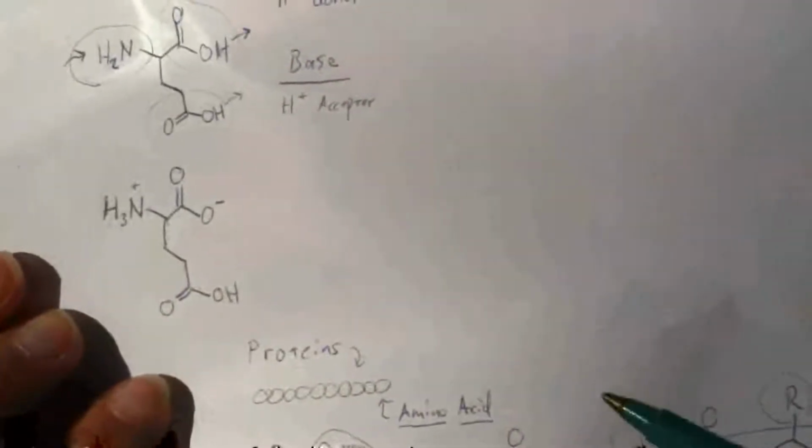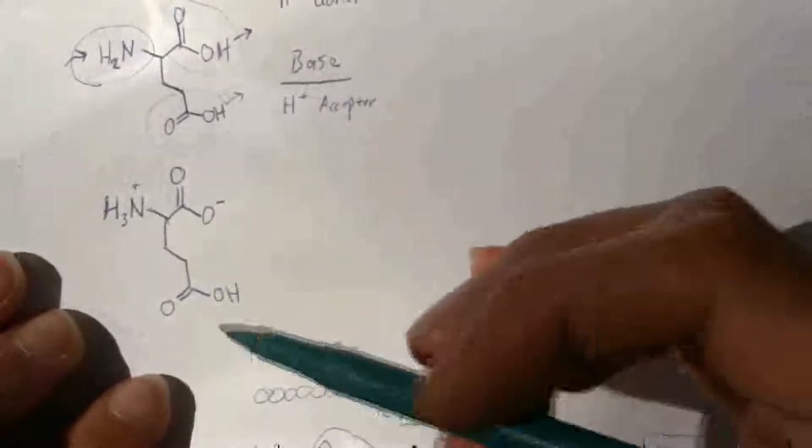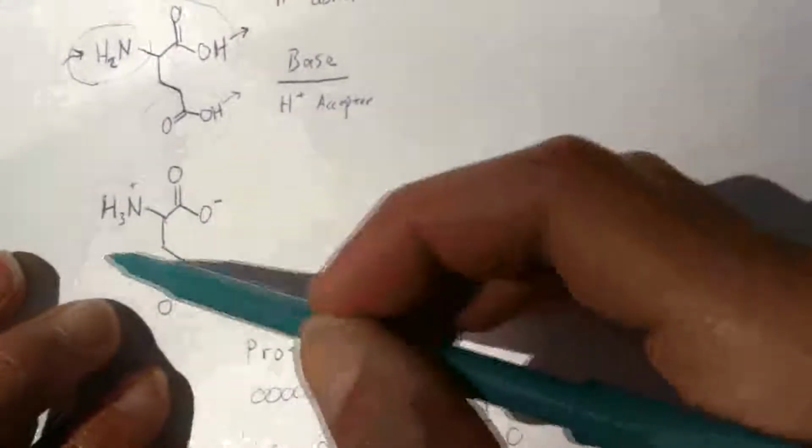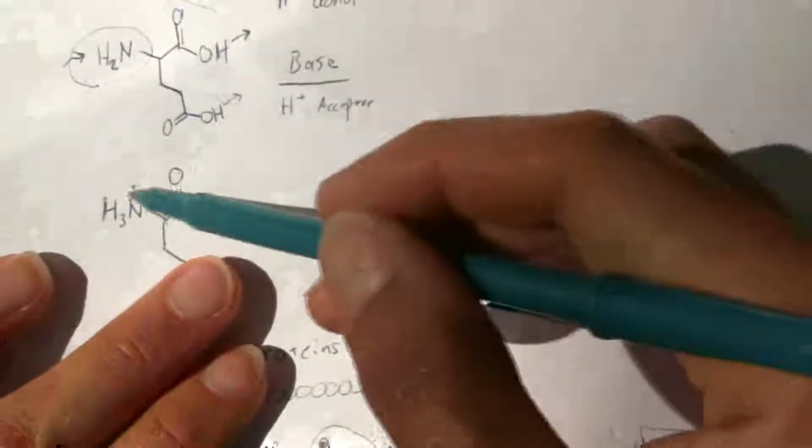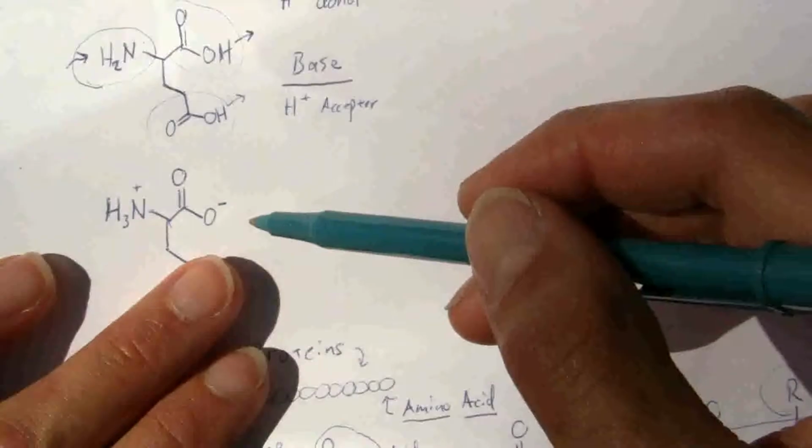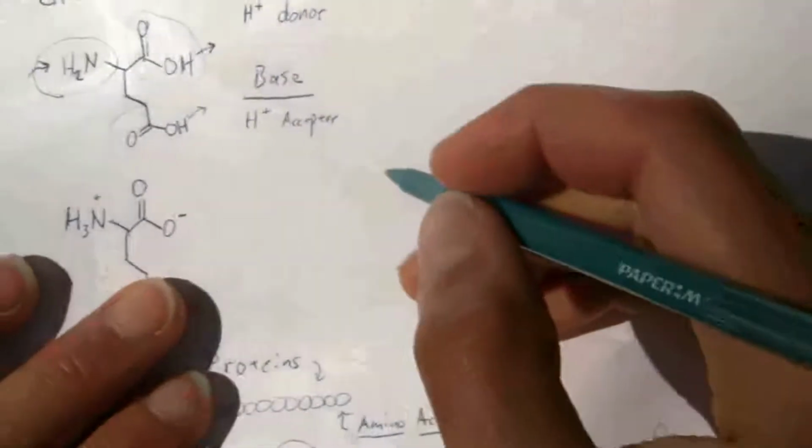But it's not its only form. There's actually 4 different possibilities for the form of glutamic acid. 3 for any amino acid. There's 3 different forms that we can write any amino acid, and I'll go ahead and draw them out for you here.